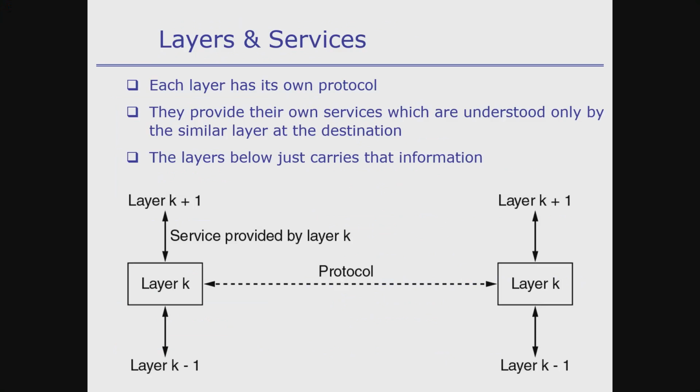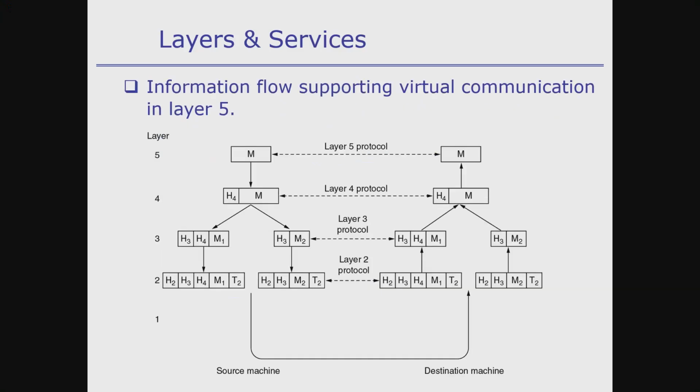Each layer has a specific function, just like a science layer, an English layer. Each layer provides its own services, which are only understood by the layer at the other end. Any other layer will not even understand that, so you have to go through each layer. They carry the information from the layer below. So this is what happens: you start with layer 5, layer 4, layer 3, layer 2, and you keep adding, and at the other end, you keep stripping the information till you reach what you require.